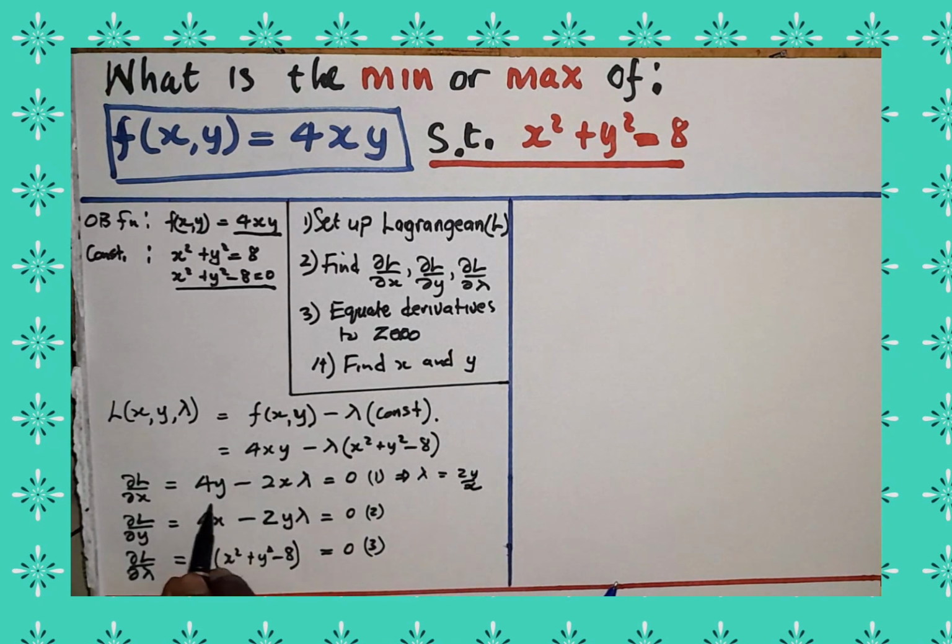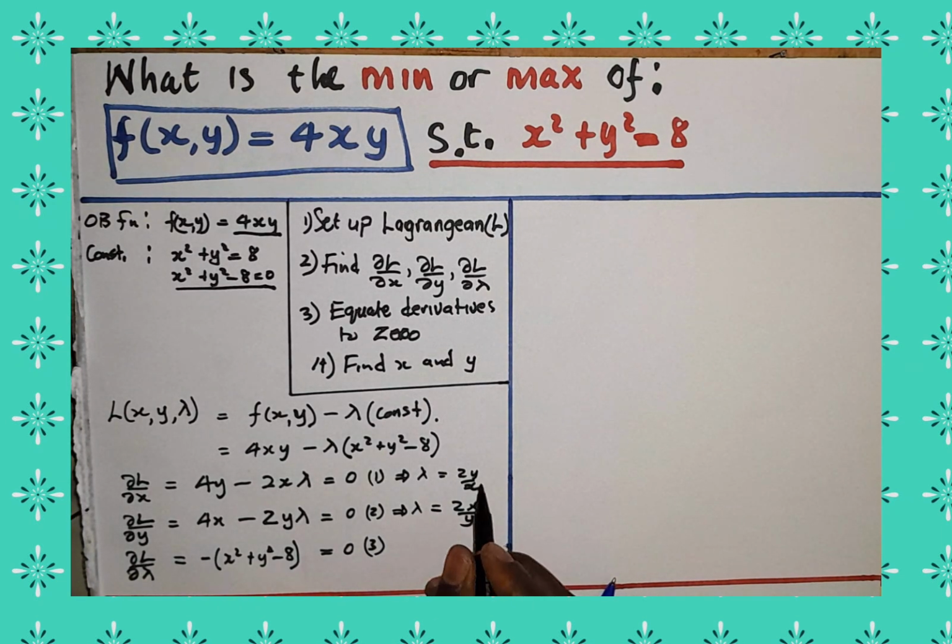So lambda is equal to 2y over x. It's a simple manipulation there, isn't it? Now, similarly, in equation number 2, we get, this implies lambda is equal to 2x over y. Okay, then, now, what we have here is lambda is equal to 2y over x, and lambda is equal to 2x over y.